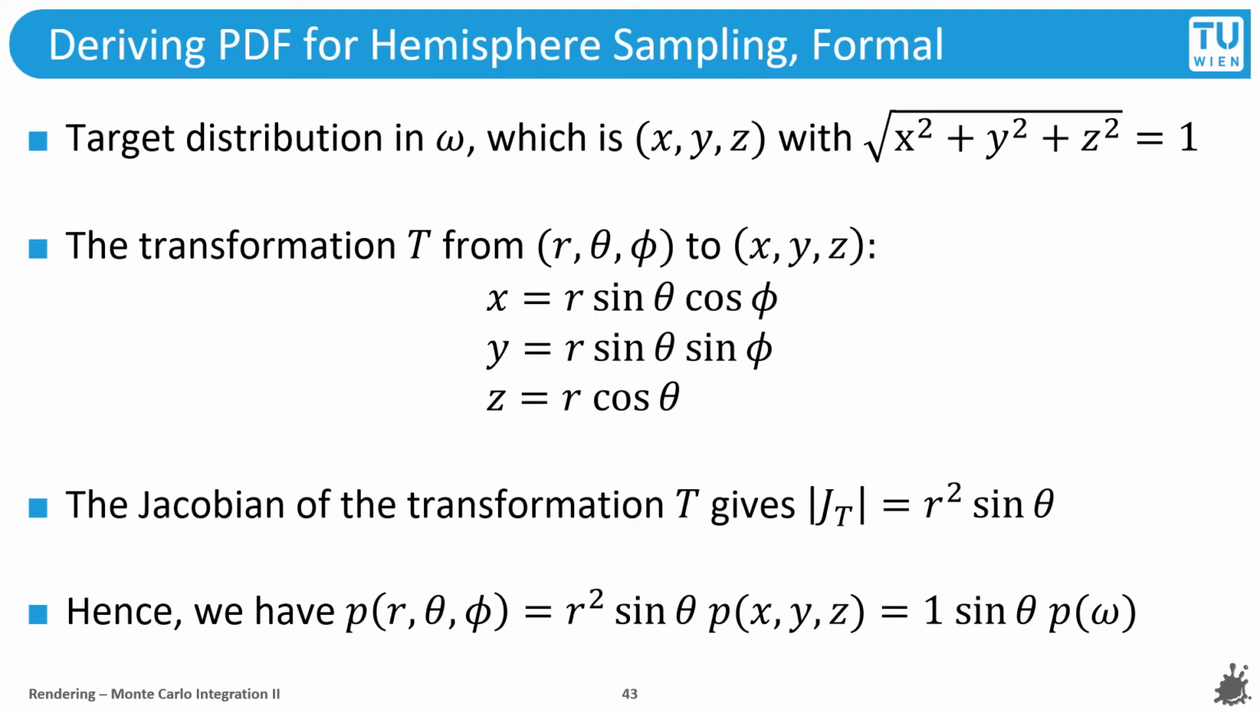We use the transformation from spherical coordinates to points on the unit hemisphere. We have x is r times sine of theta cosine of phi, y is r times sine of theta sine of phi, and z is r times cosine of theta. If we compute the Jacobian of this transformation, we get the factor r squared times sine of theta. So we know that if we want a particular PDF for the distribution of points on the surface of the hemisphere, we must multiply this distribution by r squared times sine of theta for sampling in spherical coordinates. Notice that on the unit hemisphere, r is 1, so it has no effect, and we can ignore it moving forward. And that's it.